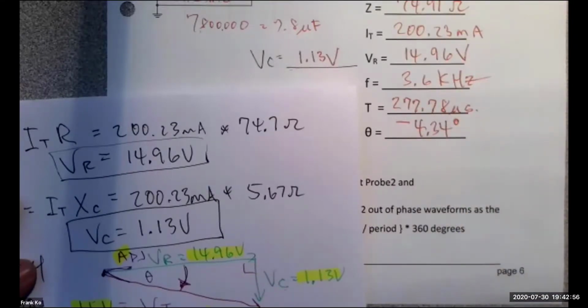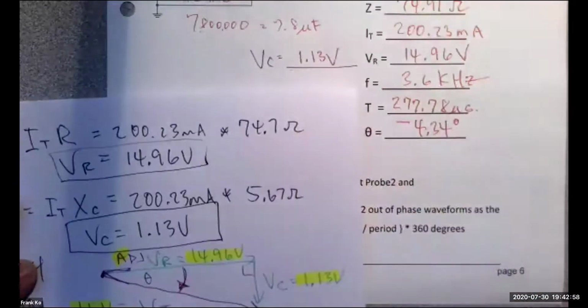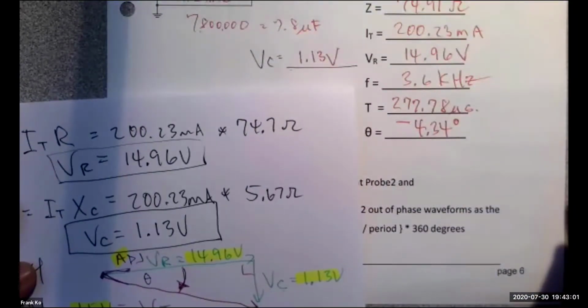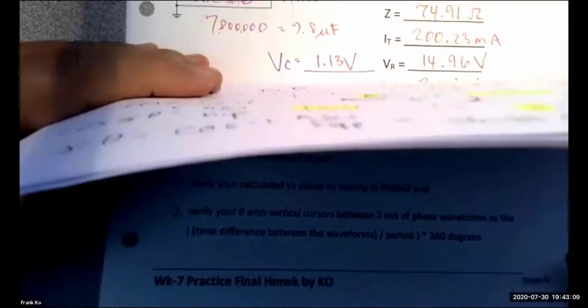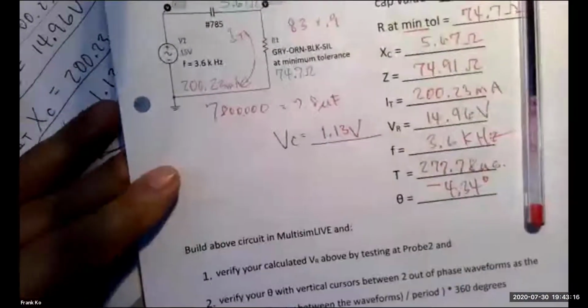All right. Any questions on that part of page 6? Okay, the last part of page 6. Yeah, you're asked to verify with Multisim Live. And yeah, if you've gone to do so, then everything else is good. All right, any other questions on the practice final?